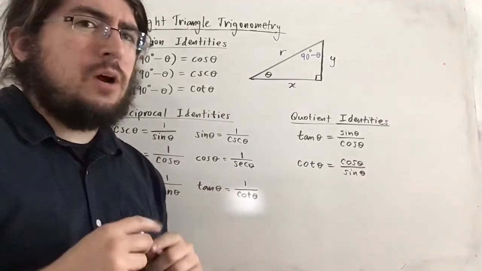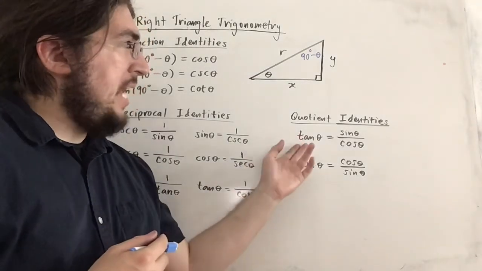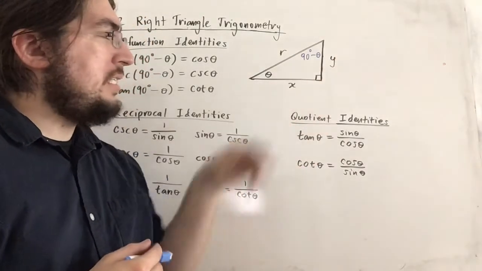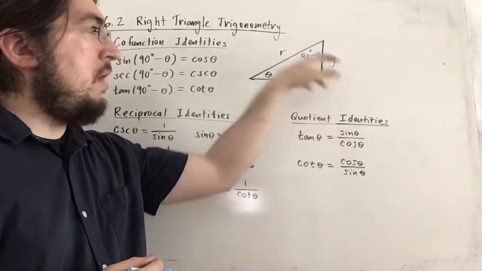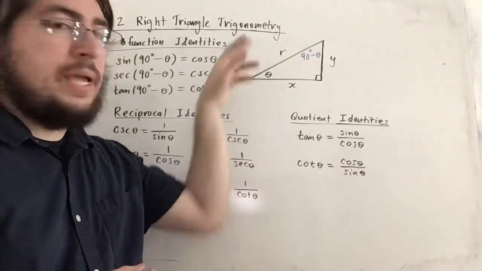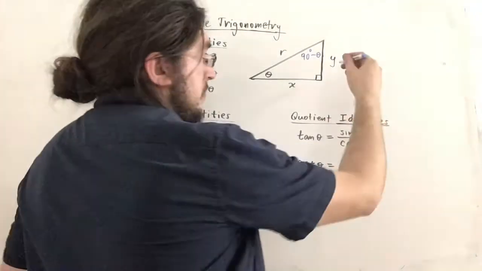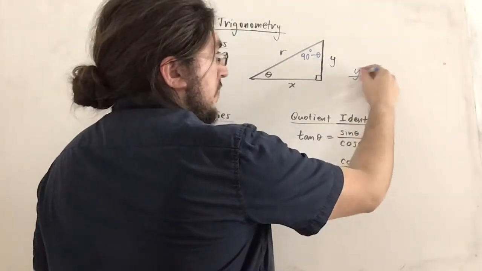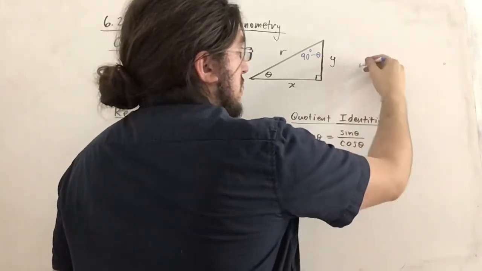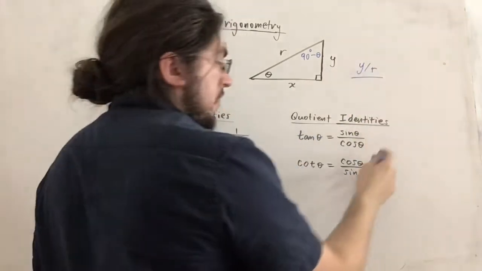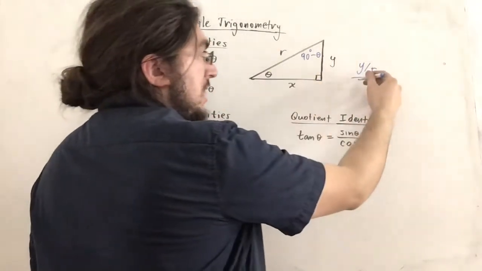These aren't actually too hard to verify. Notice the tangent is y over x in this case. Sine would be y over r, and cosine would be x over r. So with that being said, if you actually write it out, I'll do it for you. Sine is y over r over cosine is x over r.